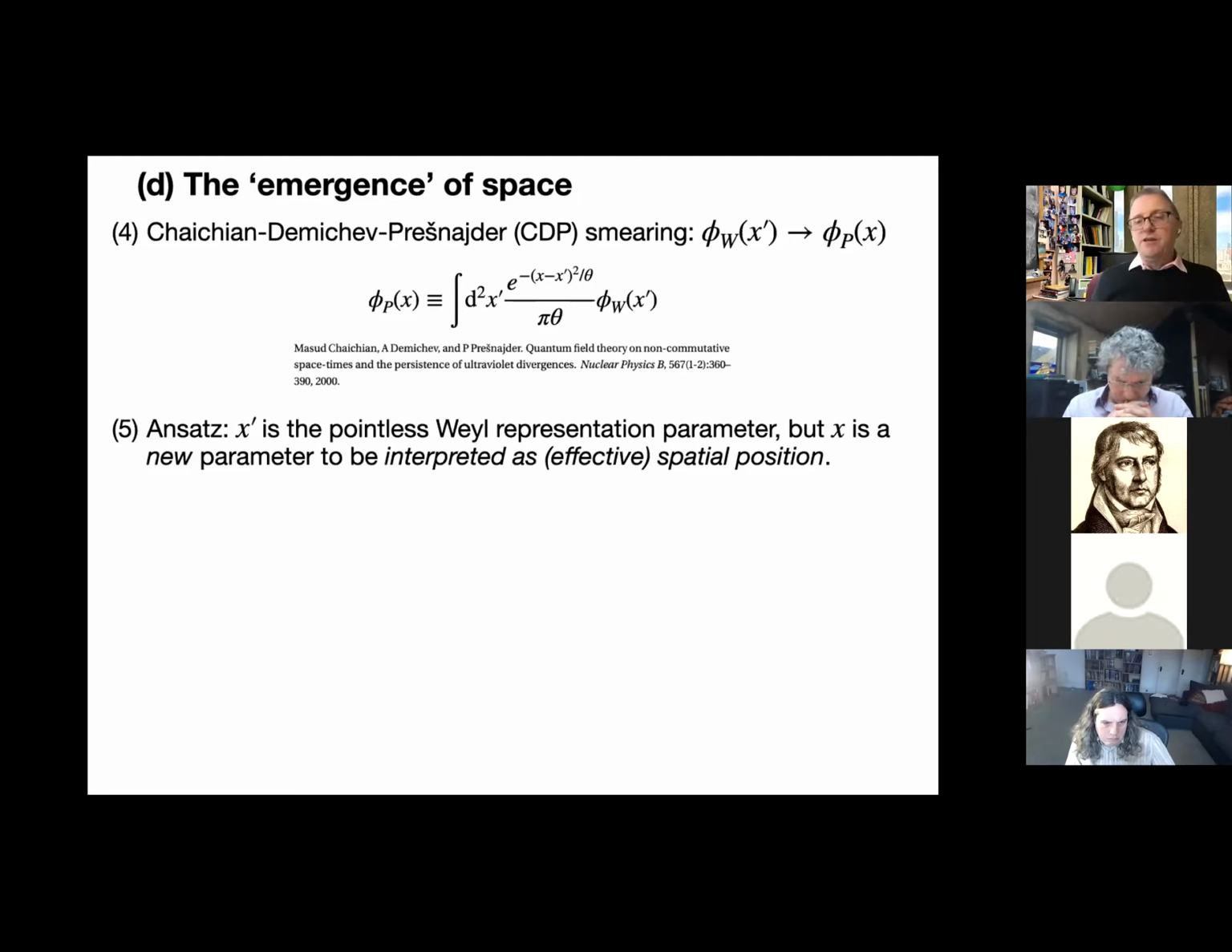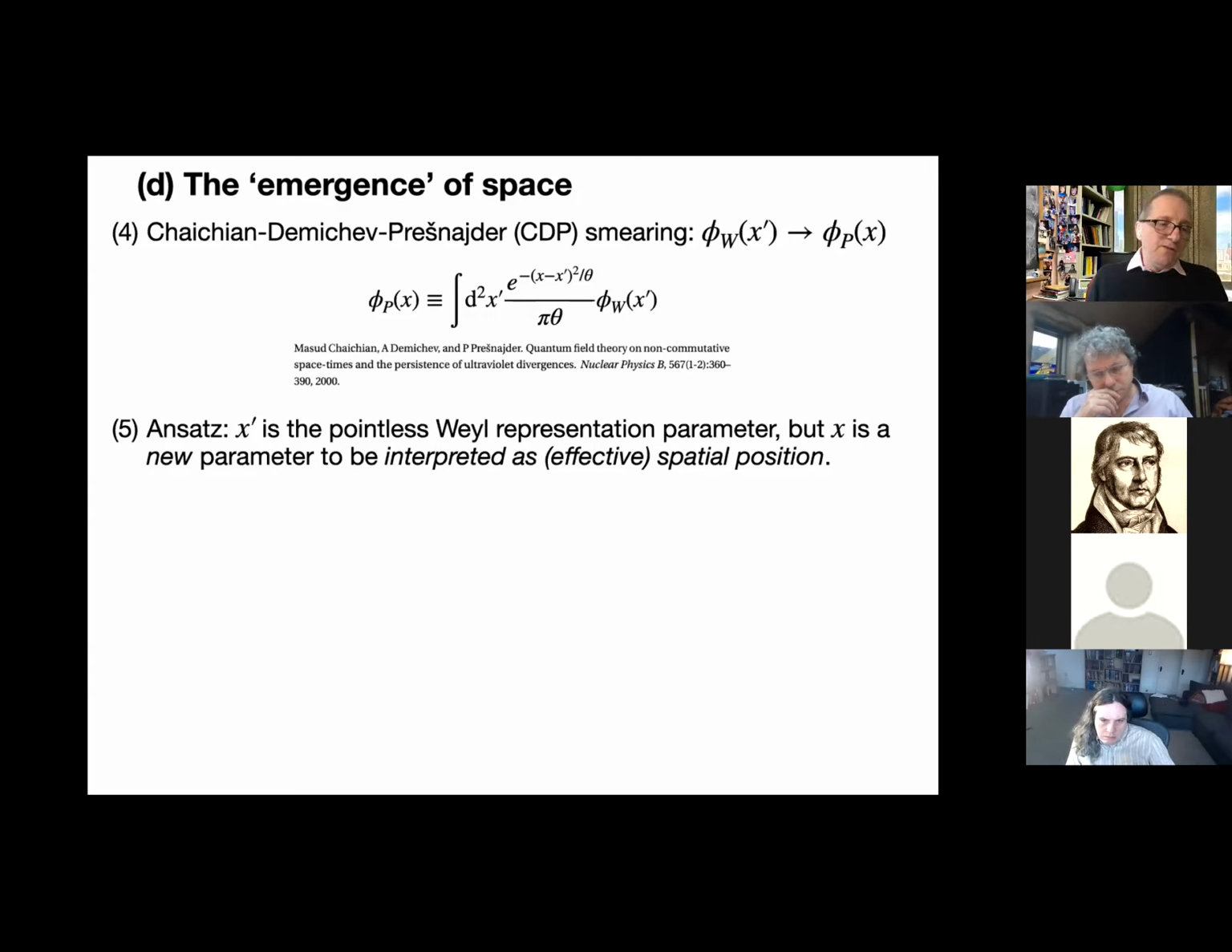CDP invoke this because they're worried about renormalization. We're proposing to use it in a different way through the following ansatz. Looking at this equation, the x prime that one integrates over just represents the coordinates on the Weyl manifold, which is just a representational device. But we want to interpret x on the left-hand side, the unprimed x, as representing positions in space.